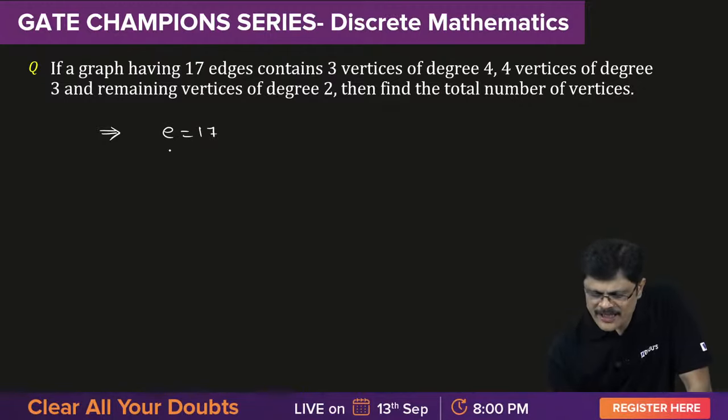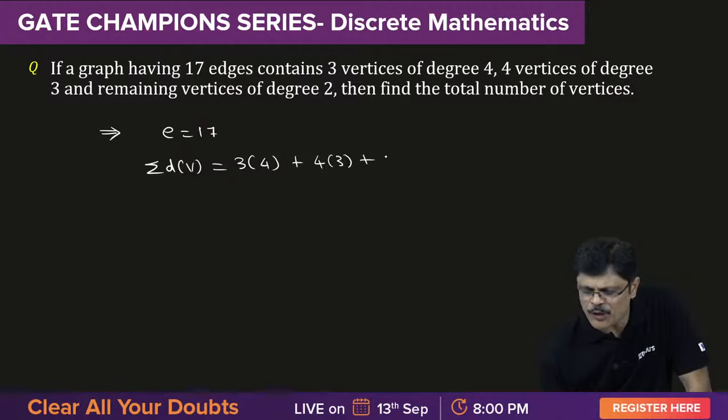Total number of edges is 17. 3 vertices of degree 4. So let us find the sum of degrees of vertices. 3 vertices of degree 4, so the sum must be equal to 3 into 4. 4 vertices of degree 3, their sum must be equal to 4 into 3. Remaining we do not know. Let us call it x, of degree 2.